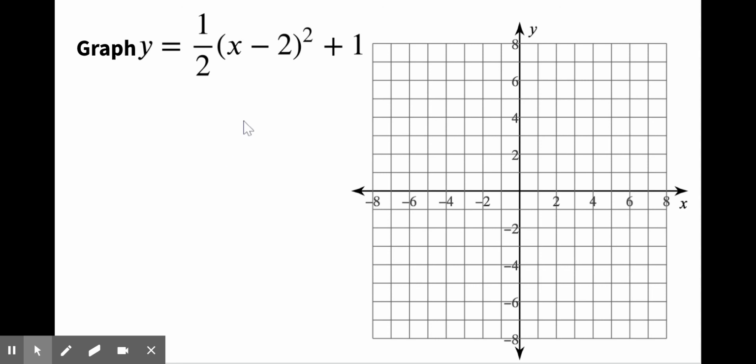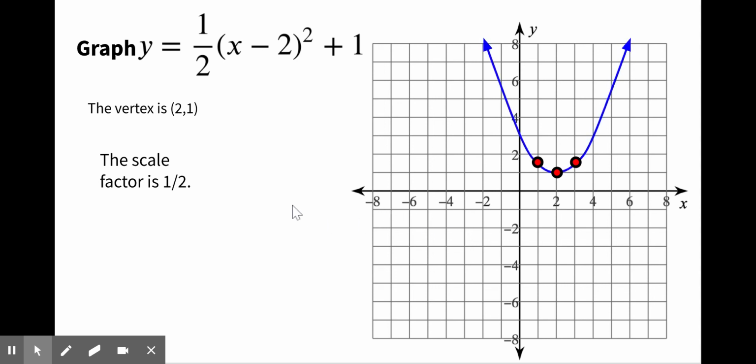So what that's saying is first find your vertex. So our vertex is (2, 1) because we changed the sign to +2, kept this the same, 1. So I'm going to go to (2, 1). And then my scale factor is 1/2. So I am not even going to go up a full point. I am going to go up only about 1/2 on each side and then connect to make a parabola.